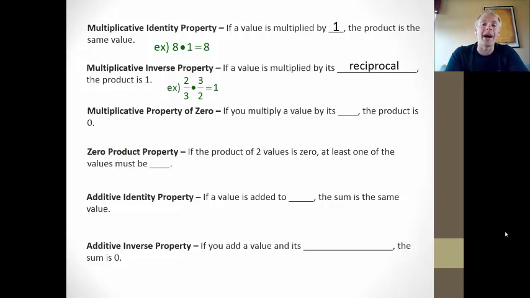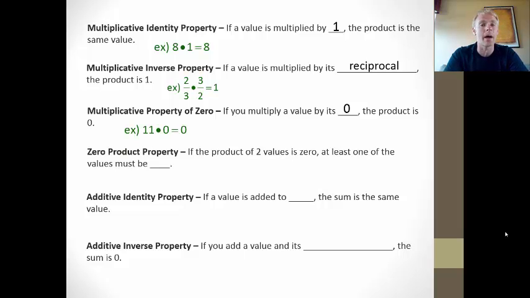Our multiplicative property of 0. This is everybody's favorite multiplication problem because anything you multiply by 0, you're going to end up with 0. The product is going to be 0. It doesn't matter how big or how small the number is, multiplication by 0 ends up being 0.